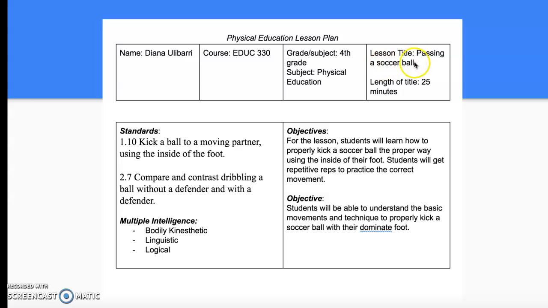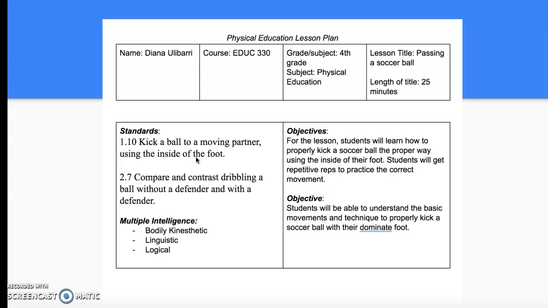The lesson title is Passing a Soccer Ball, and this should take no longer than 25 minutes. The standard I chose is to kick a ball to a moving partner using the inside of the foot.